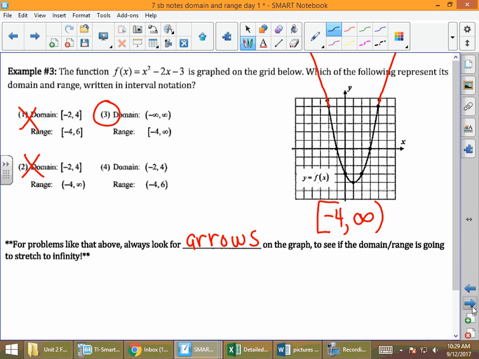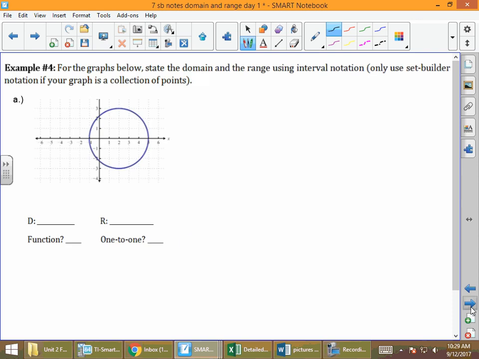And our goal today is to be able to identify the domain and the range from a graph. So as we look at our last examples down here in section number 4, for the graphs below, we're going to state the domain and the range using interval notation. Remember, we only use set builder notation when we have a bunch of ordered pairs, a bunch of points. And as we look at this first example here, let's do the easy part first, which is the function.